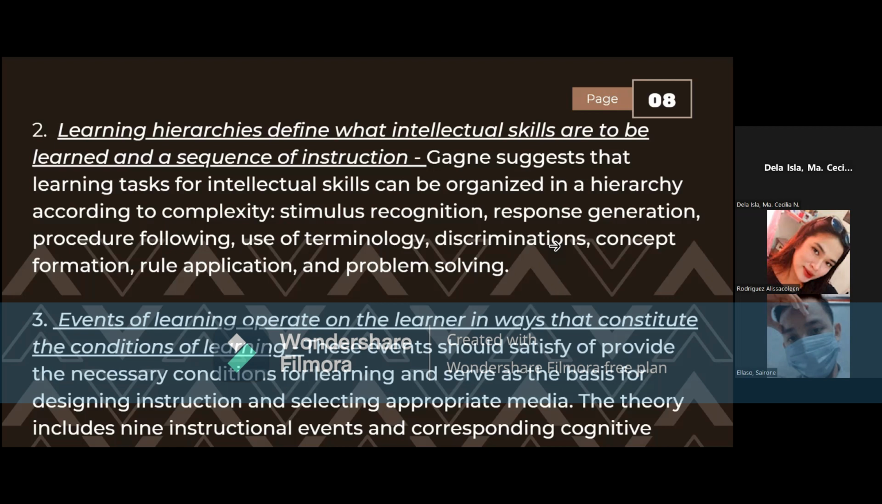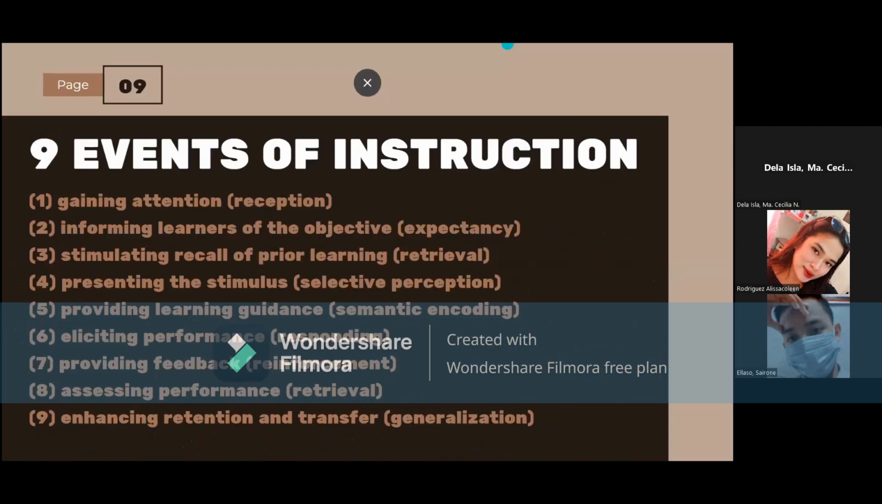Kung sa number 2 po, diniscuss that learning hierarchy is very important in having intellectual skills. Dito naman po sa number 3 is tinuturo how to achieve and to apply learning hierarchies. So, these are the 9 events of instruction. Number 1, gaining of attention, also known as reception. Here, the focus of the teacher, no, is to get the attention of the listener or their students.